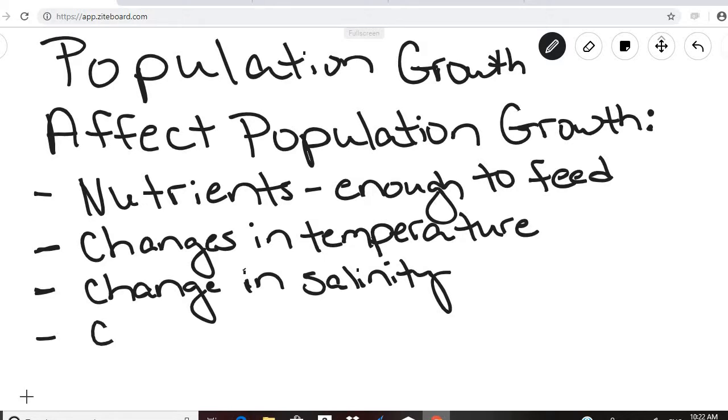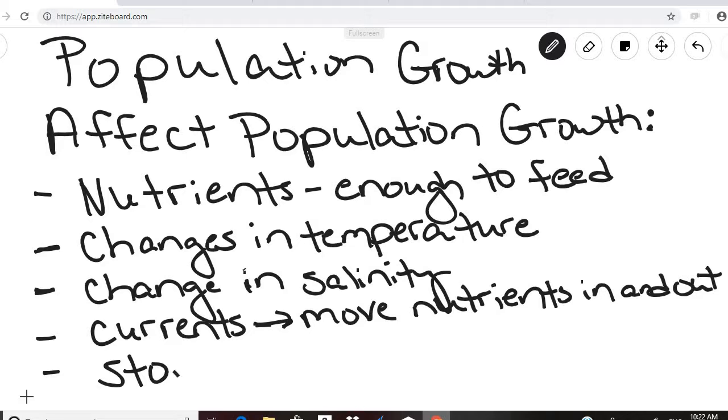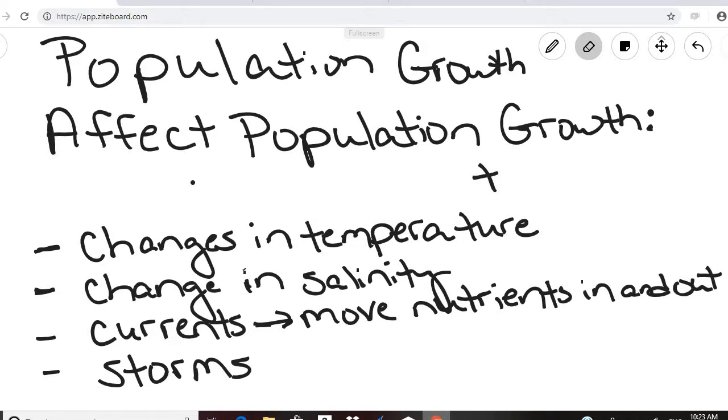Also, with regard to marine currents, this is especially important because currents will move nutrients in and out. And we've just seen that nutrients obviously affect the ability of a population to grow. Storms can affect the ability of things to grow. I'll erase these ones on the top and add some more.